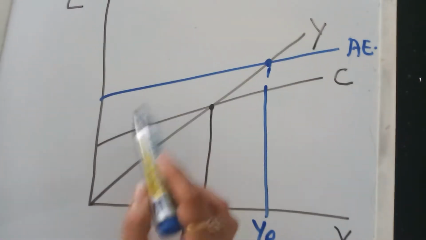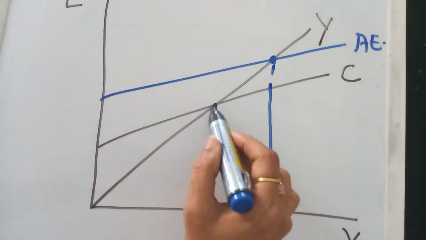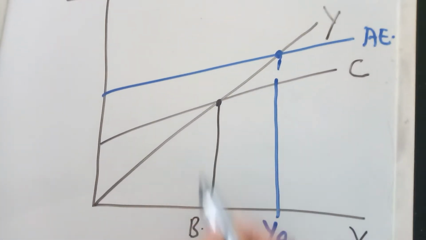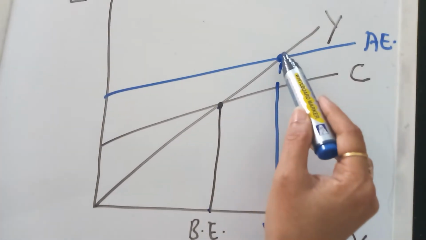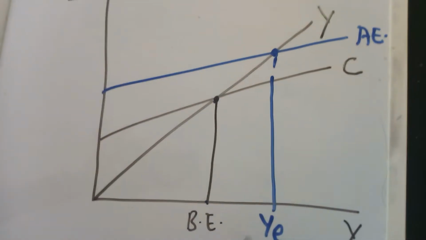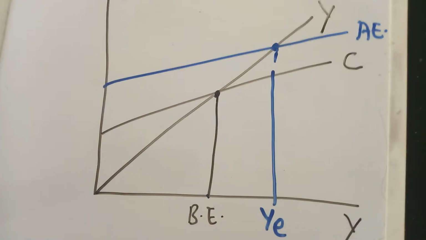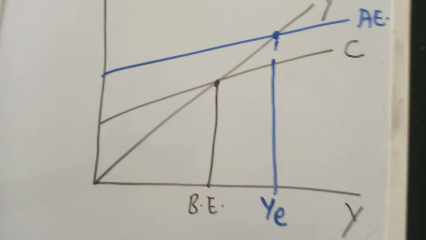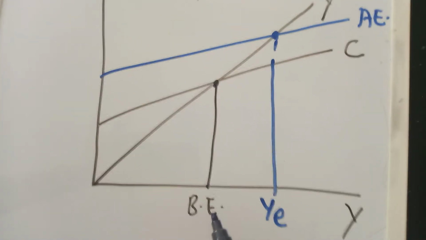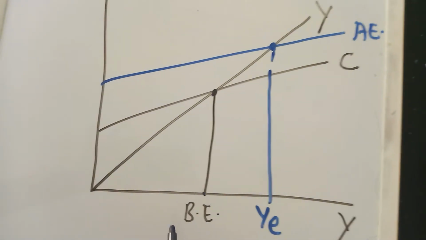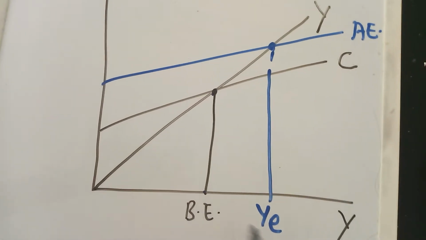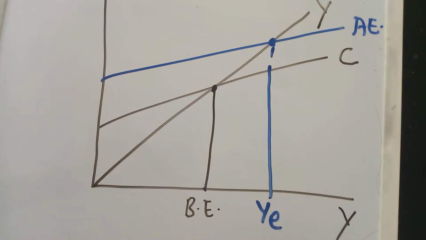This is the first condition. Here you have y equals c, that is break-even. Condition 2, y equals aggregate expenditure, that is equilibrium income. However, if you had to integrate the investment and the saving in this particular diagram, how will you ensure that the second condition is met?